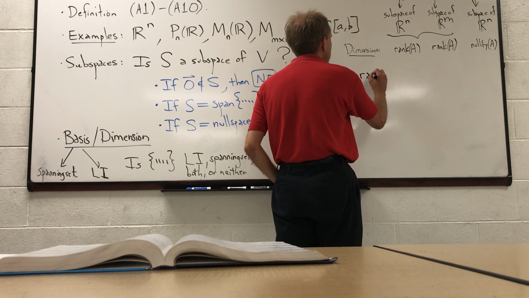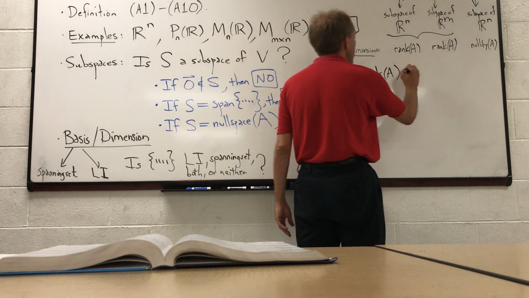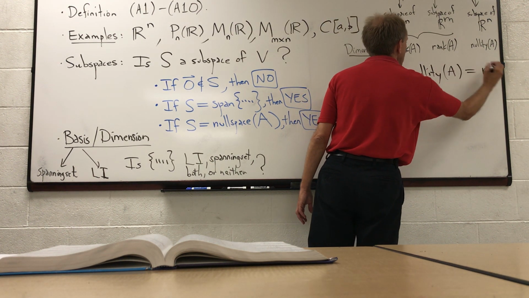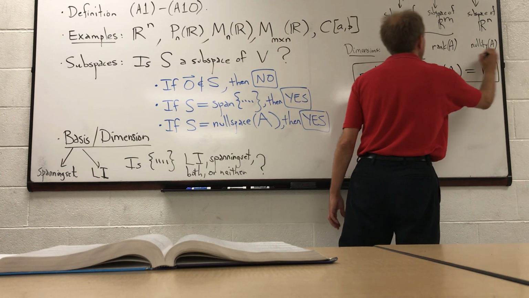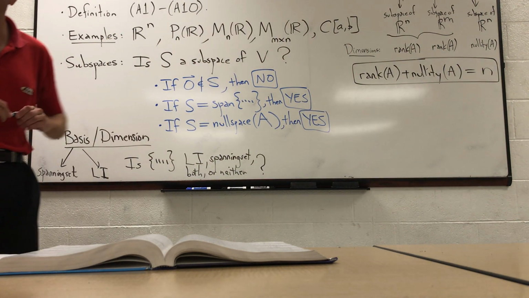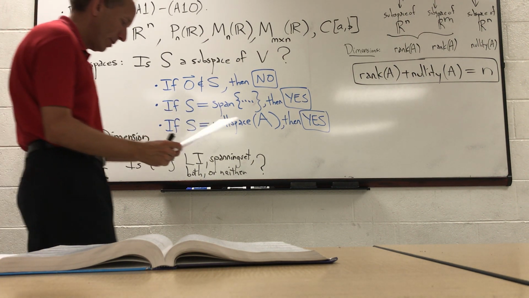Don't forget the very important rank-nullity theorem. So the rank of a matrix plus the nullity of a matrix adds up to n. n is, of course, the total number of columns in the whole entire matrix. So that's something else that you want to know.